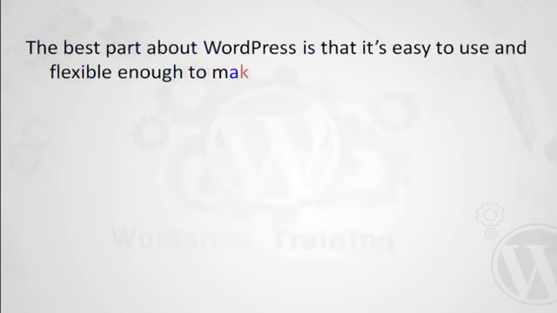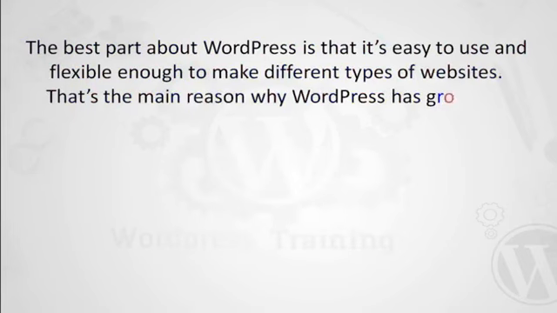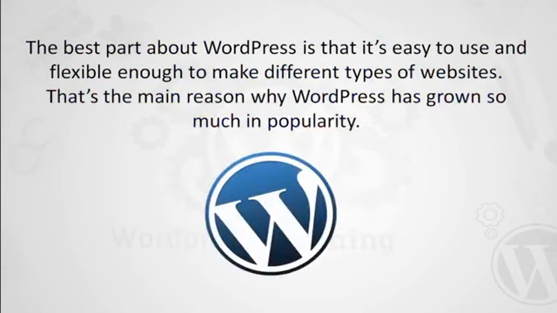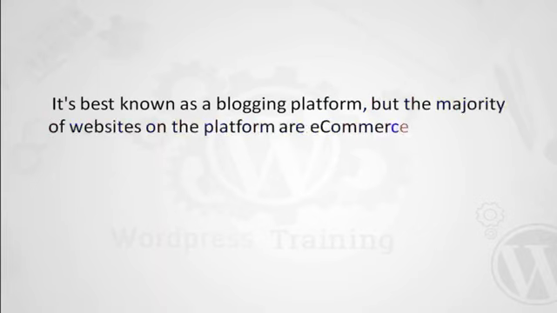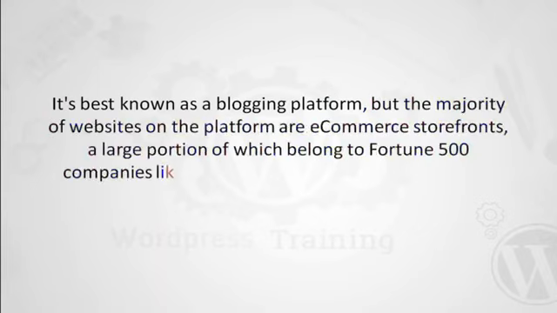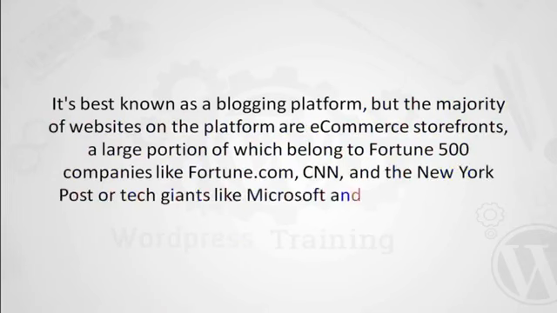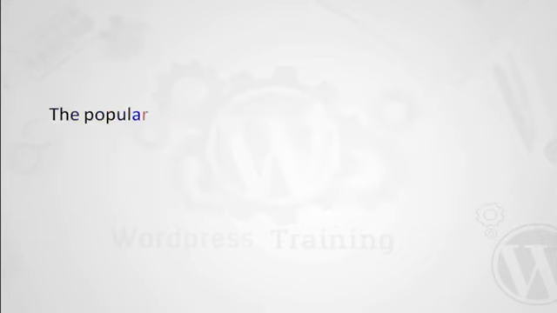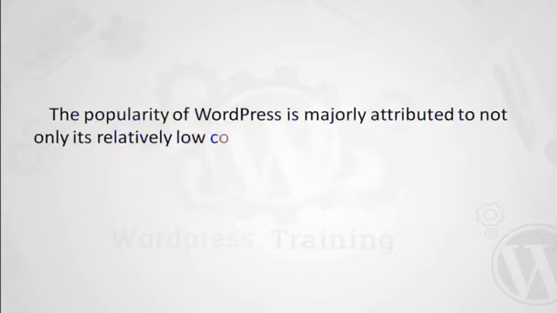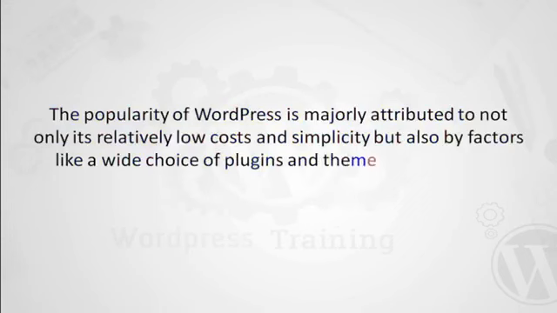It handles all things website building and hosting, from personal blogs, information sites, small business content, and big business companies. The best part about WordPress is that it's easy to use and flexible enough to make different types of websites. That's the main reason why WordPress has grown so much in popularity. It's best known as a blogging platform, but the majority of websites on the platform are e-commerce storefronts, a large portion of which belong to Fortune 500 companies like Fortune.com, CNN, and the New York Post, or tech giants like Microsoft and Facebook News.